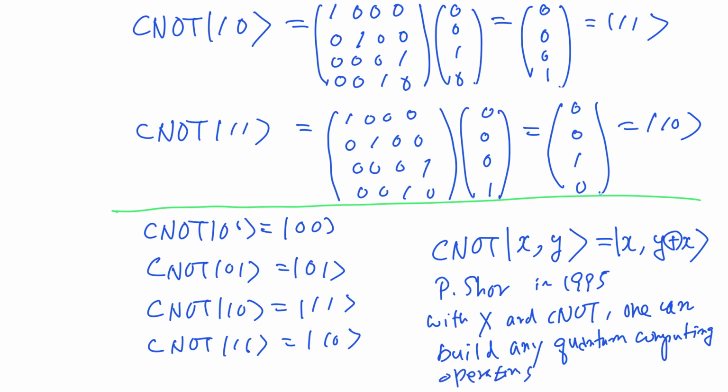This is very important. It's a very simple algebra, simple linear algebra. X is like a NOT gate, right? The CNOT is called controlled NOT. So with X and CNOT, one can build any operations in quantum computers. It was too mathematical in 1995.